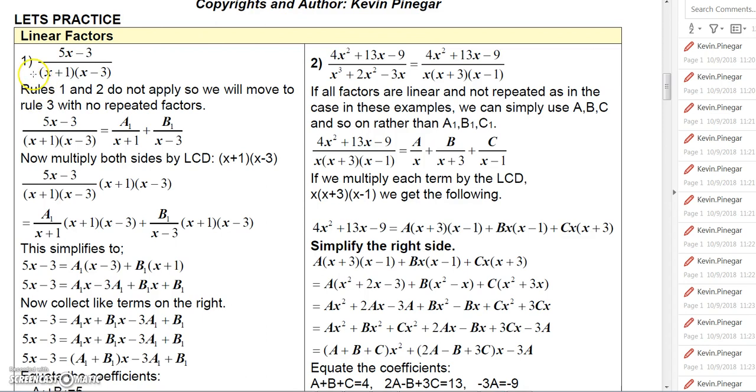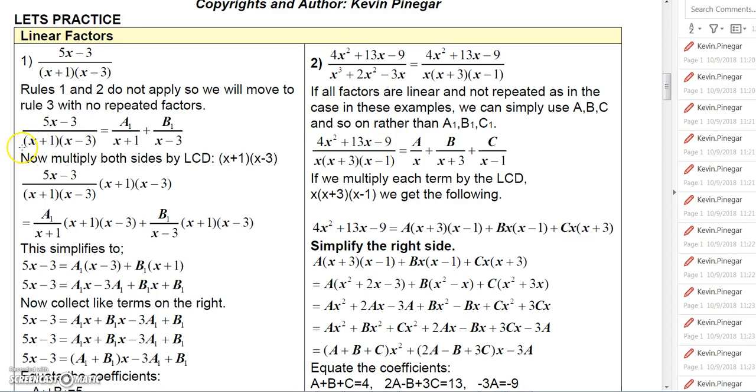Okay, so here we have (5x - 3) over (x + 1)(x - 3). Now here I went ahead and factored the denominator for you. So rules 1 and 2 don't really apply here, so we'll go ahead and go to rule 3. And we have no repeated factors.